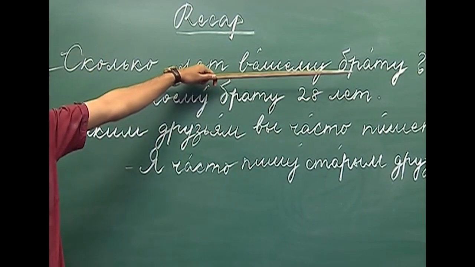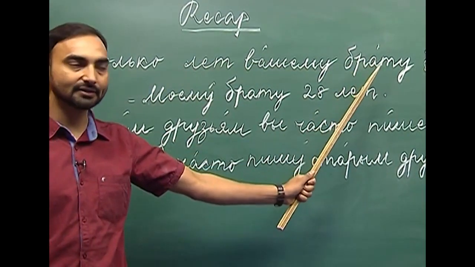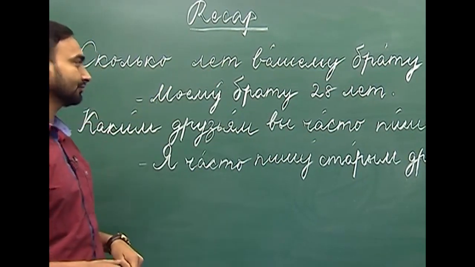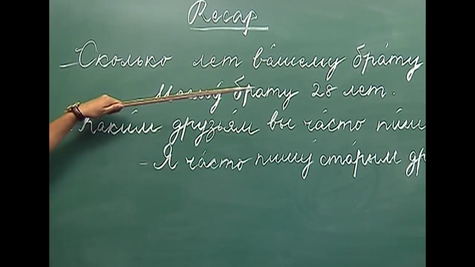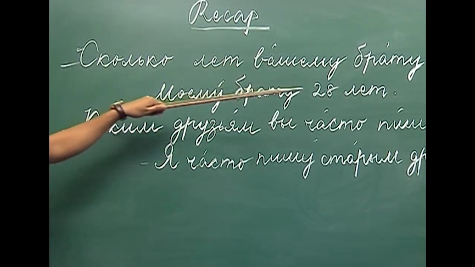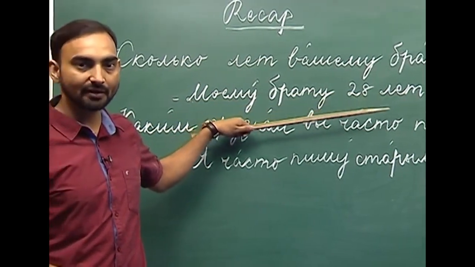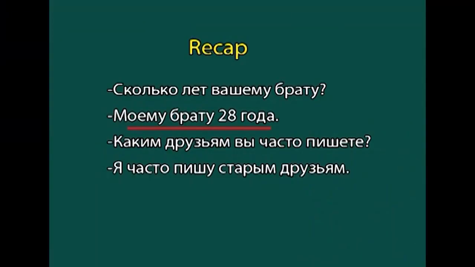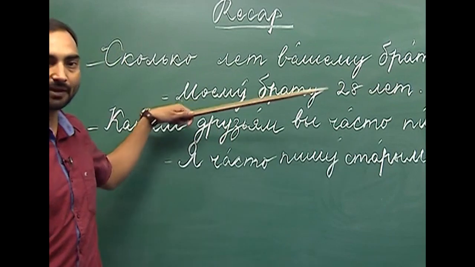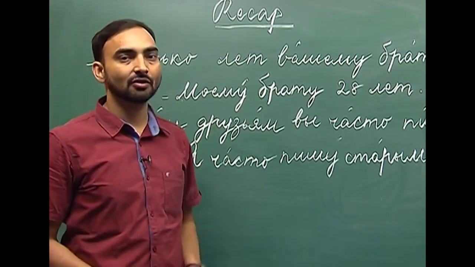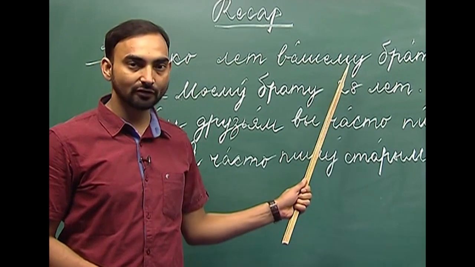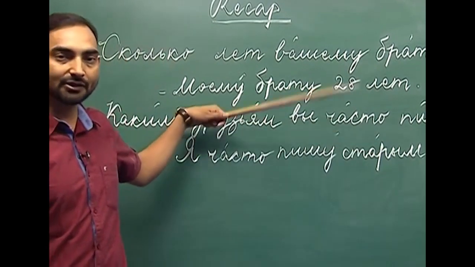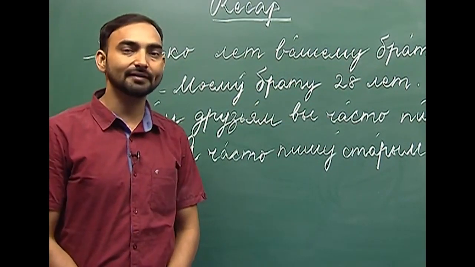Here, as you can see, we have used the noun brat and vash, which is the possessive pronoun in the dative case. And how do we answer? Again we use the dative case plus the cardinal number and the form of год, year. Моему брату 28 лет. My brother is 28 years old. Had it been 24, we would have used 24 года. Had it been 21, we would have used 21 год.